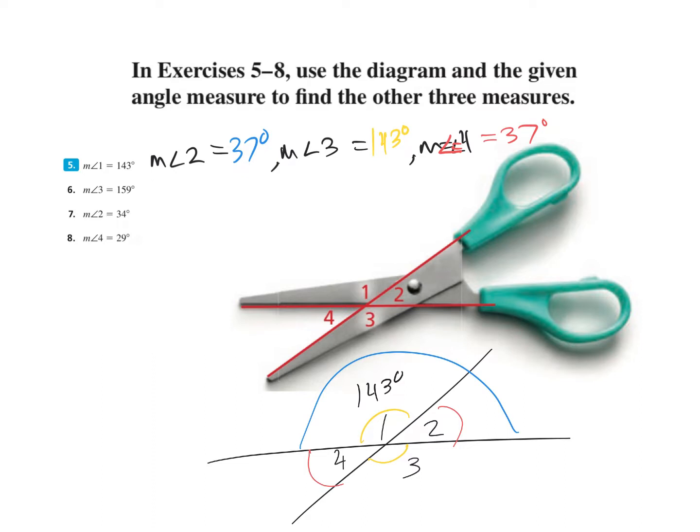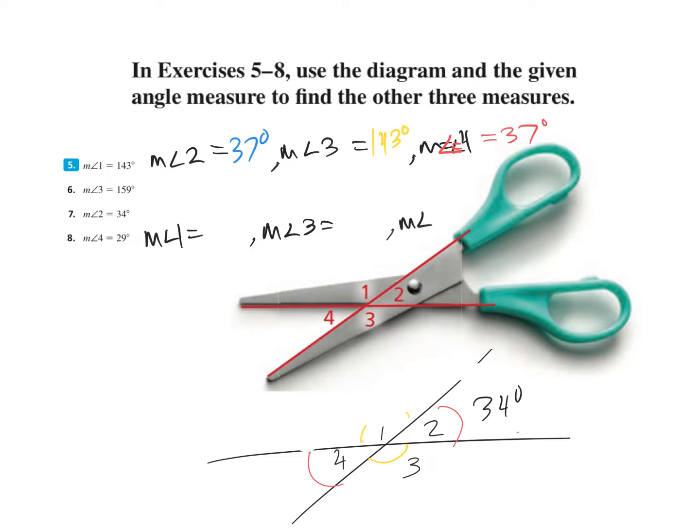Okay, now we do number 7. So to do number 7, we actually get rid of all of this information. Okay, which those colors are still right. And we start over, angle 7. So number 7, measure of angle 2 is 34 degrees. So we need the measure of angle 1, we need the measure of angle 3, and we need the measure of angle 4.